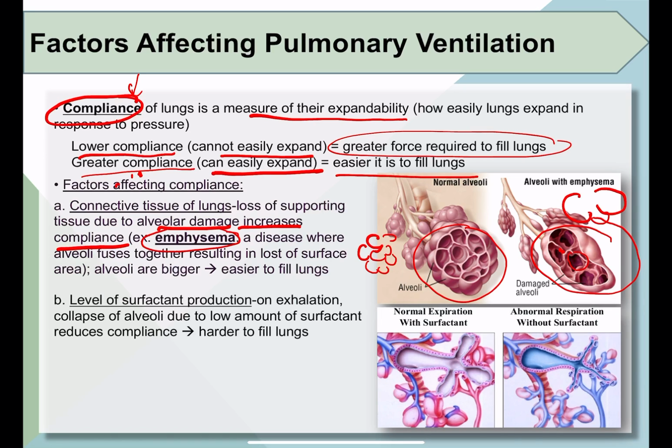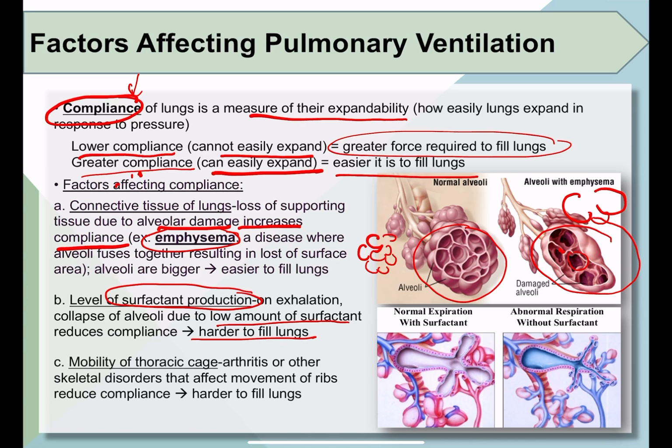Okay, another factor that can affect compliance value is the level of surfactant that is produced. We have mentioned earlier that pneumocyte type 2 cells are the ones that are responsible for making surfactant within the alveoli to keep them from collapsing on each other. So if not enough surfactant is made by those cells, the alveoli will be able to collapse upon exhalation, and they will have to inhale a lot harder to inflate those alveoli again. So the lower production of surfactant actually results in a lower compliance value, which means it's harder to fill the lungs.